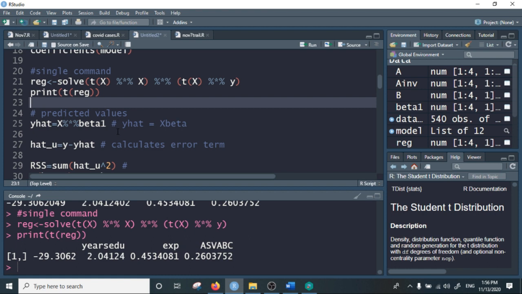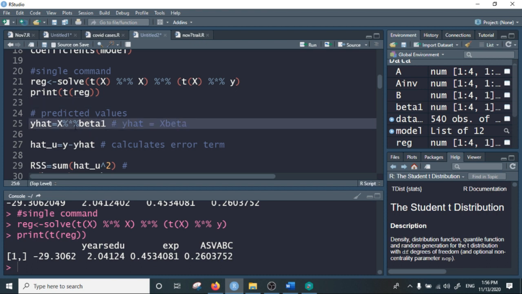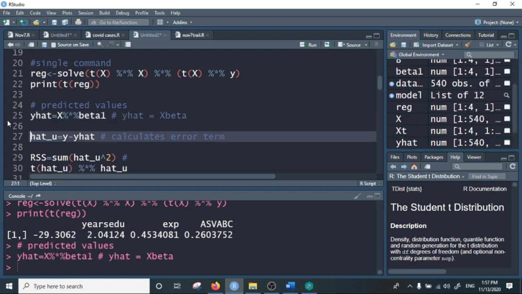The predicted value can simply be found as the product of the beta vector with the x matrices. So we save the predicted value in the name of y hat. So y hat is given by the x matrix multiplied by the beta matrix. So if we multiply these two, it will give the estimated value of y.